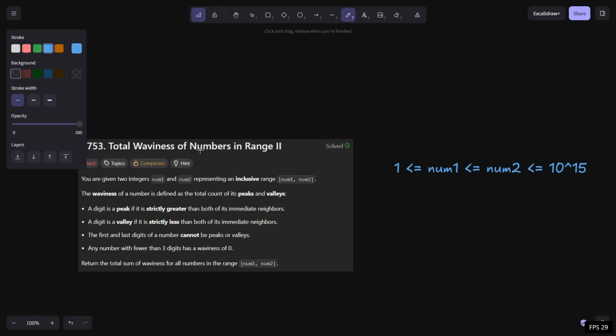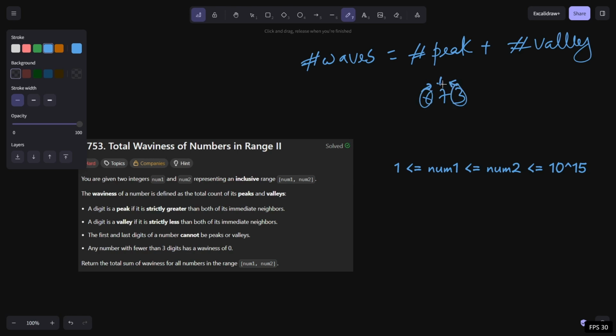Basically, you have to count the total number of waves, and waves equal the number of peaks plus the number of valleys. You know what a peak is: if a number is greater than its leftmost and rightmost neighbor, we call it a peak, and if a number is less than its leftmost and rightmost neighbor, we call it a valley. So we have to count the sum of the total number of valleys and peaks in a given range.